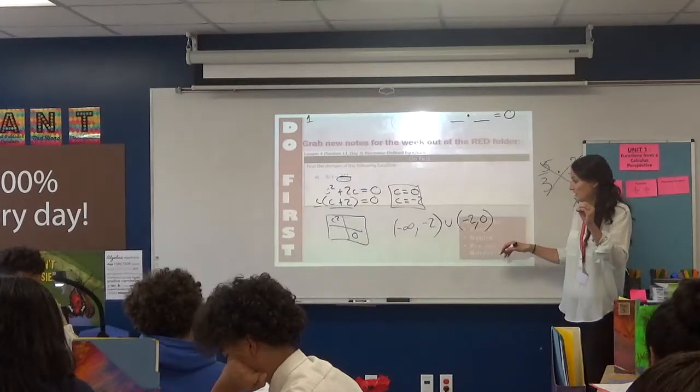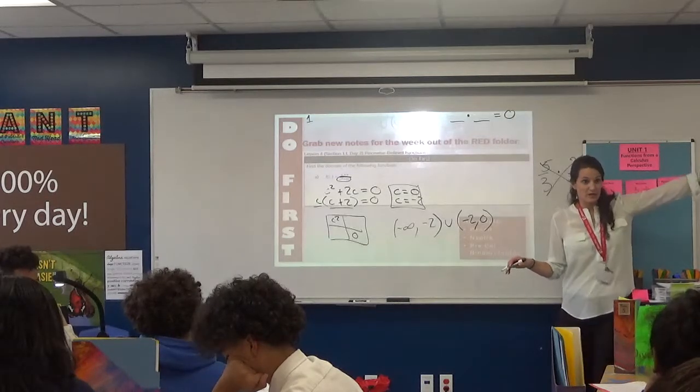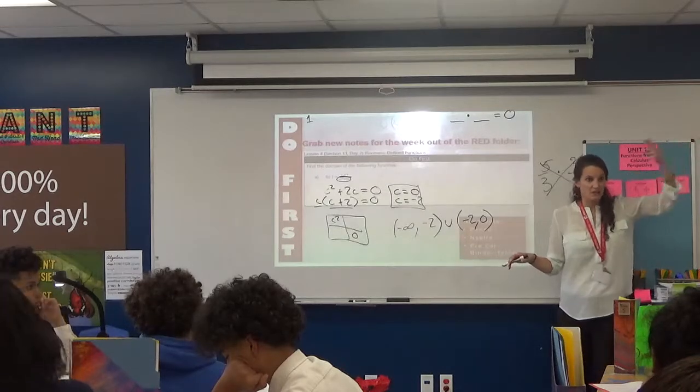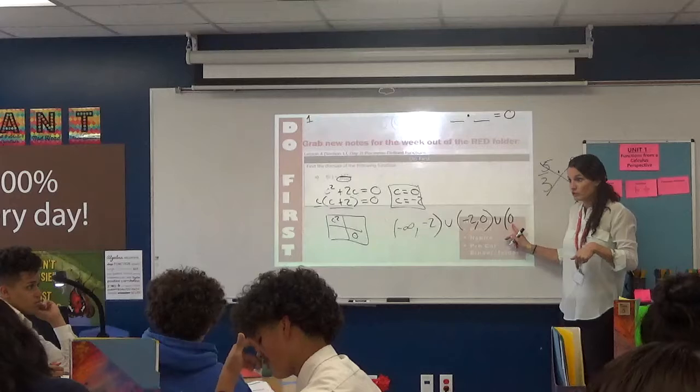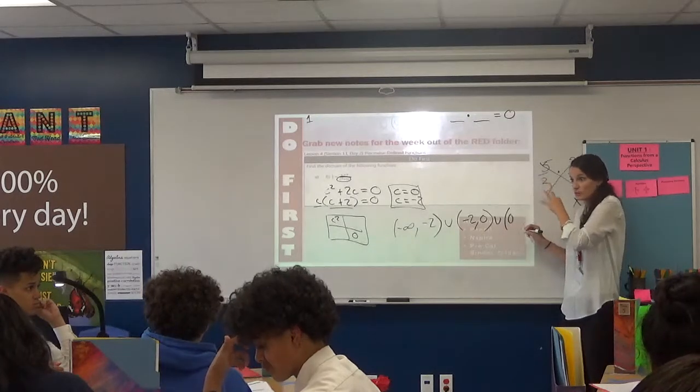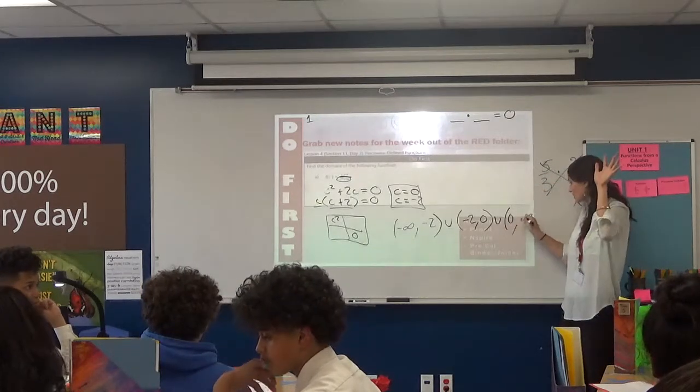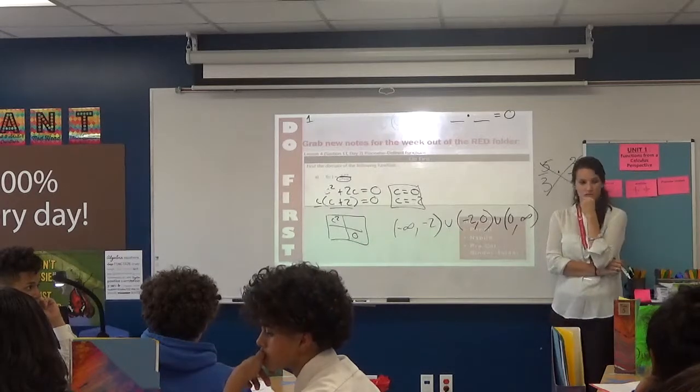Okay. Then there are also numbers past 0, right? Because we said everything except for these two. So I have to say union, not including 0, but just past it, 0.1, 0.2, all the way on forever to infinity. I'm good again.